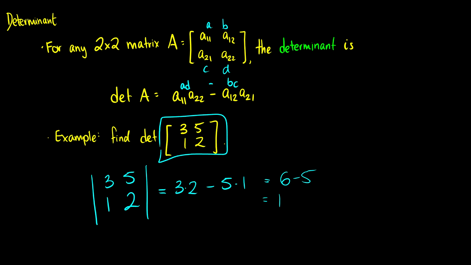And because that's not equal to 0, we know this matrix is invertible. Again, we did show that before: if the determinant is not equal to 0, then the matrix is invertible.